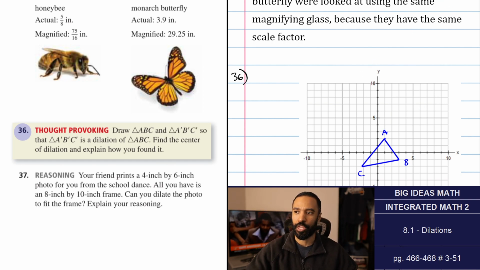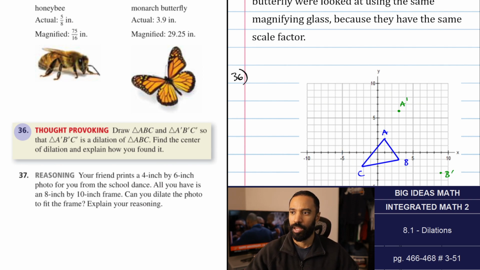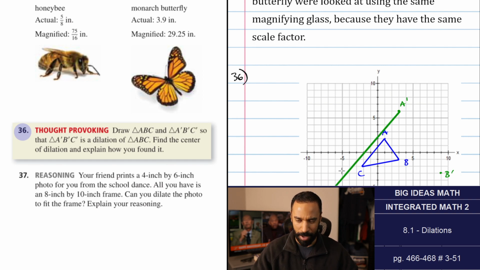So I'm going to make everything 3 times larger. From 1, 2, I'm going to make 3, 6 as A prime. From 3, -1, I'm going to make 9, -3 as B prime. And from -2, -2, I'm going to make -6, -6 for C prime. Now, it doesn't have to be dilated at the origin, but that's the easiest way to make a dilation.